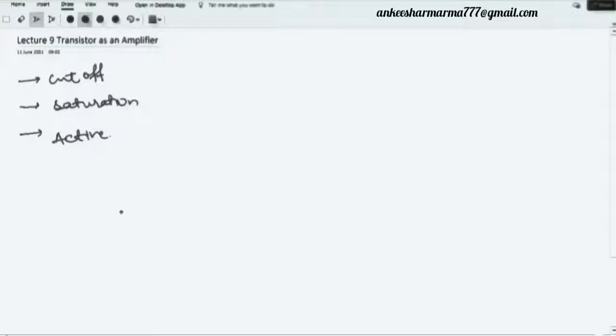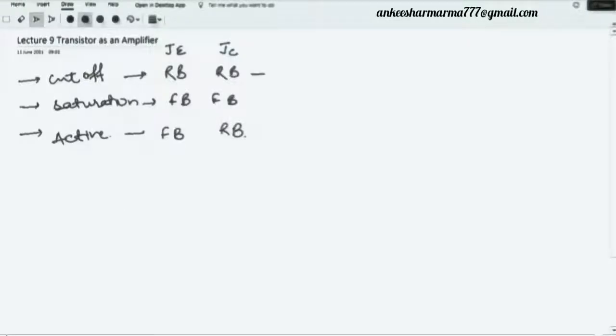The first one is the cutoff. Cutoff occurs when both junctions are reverse biased. Saturation occurs when both are forward biased. Active is when, if I write here, this is my emitter junction and this is my collector junction, the emitter junction is forward biased, but my collector junction is reverse biased.